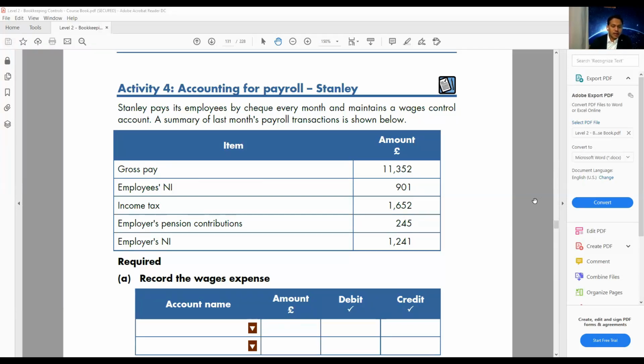Okay, let's read this question. It says, Stanley pays its employee by check every month and maintains a wages control account. A summary of last month's payroll transactions is shown below. What items do we have? We have gross pay, employee's national insurance, income tax, employer's pension contribution, and employer's NI.